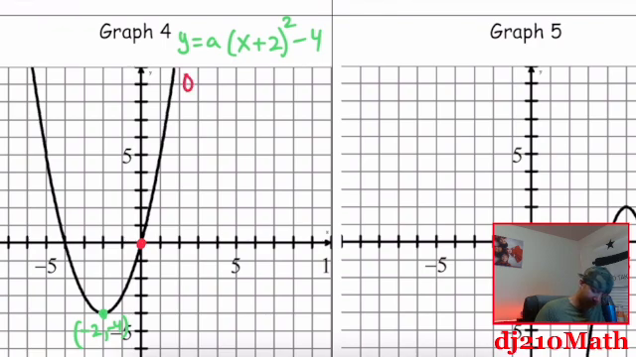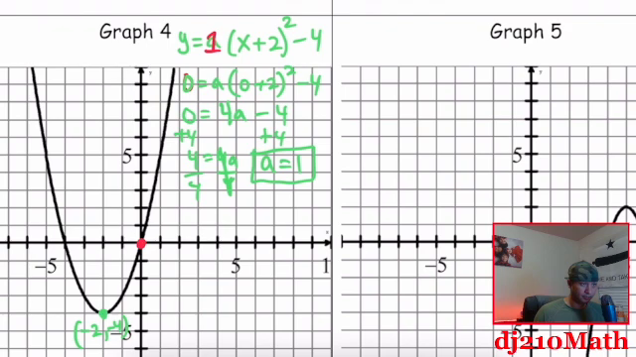So 0 equals a times (0 plus 2) squared minus 4. So this is going to be 0 is equal to, 0 plus 2 is 2, 2 squared is 4, 4a minus 4. I'm adding 4 to both sides. So 4 is equal to 4a. Divide, divide. A is equal to 1. So that's the vertex form. You don't even need to put the 1. It's implied. Typically, when there's a 1, you don't put anything. So if you put the 1, that's fine.